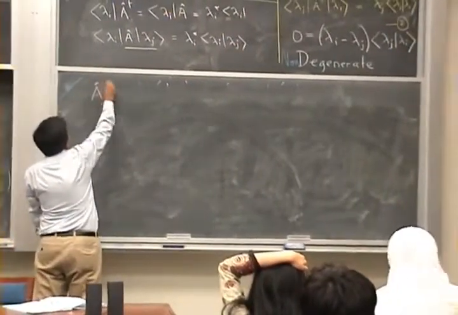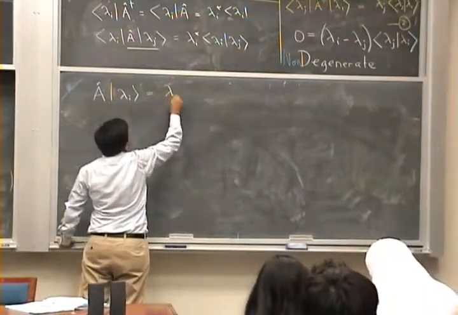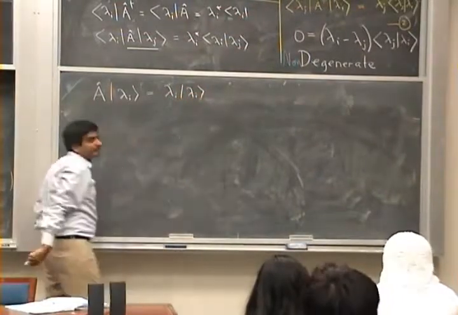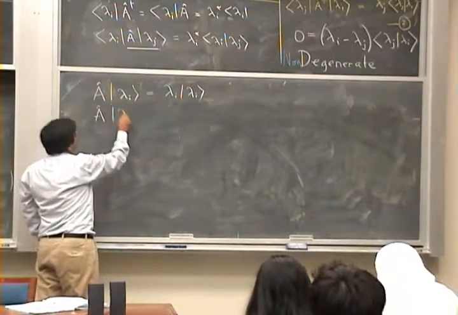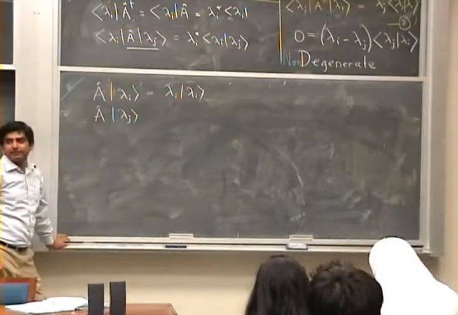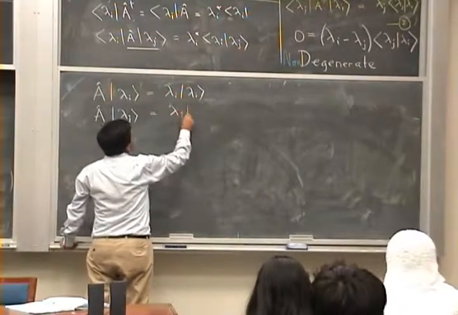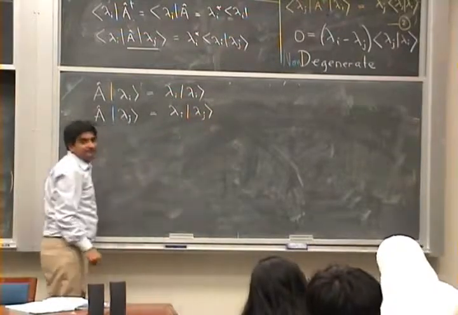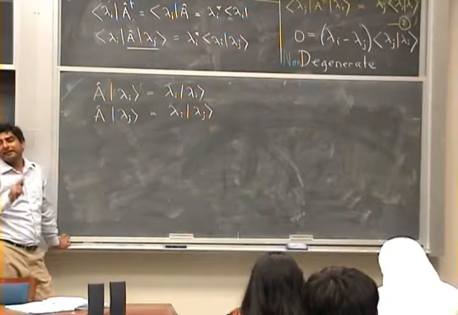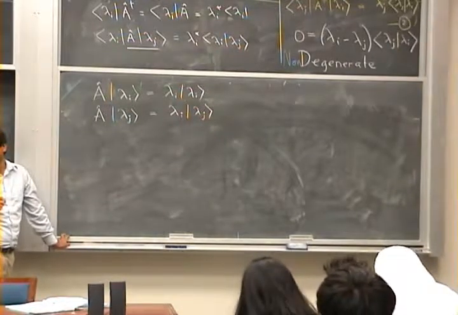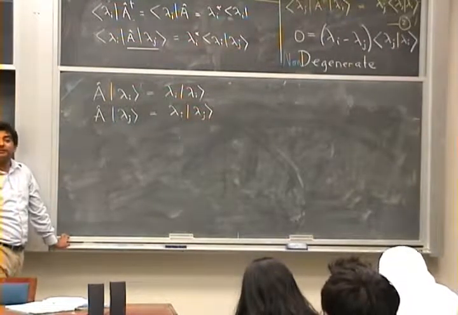Point number 3. A acts on lambda i to give me some lambda i. Lambda i is therefore an eigenstate of A. Suppose A also acts on lambda j, which is also an eigenstate of A. But my eigenvalue is still lambda i. The eigenstate is lambda j, but the eigenvalue doesn't change. So two different eigenstates can have the same eigenvalue. These are distinct states but the same eigenvalues.